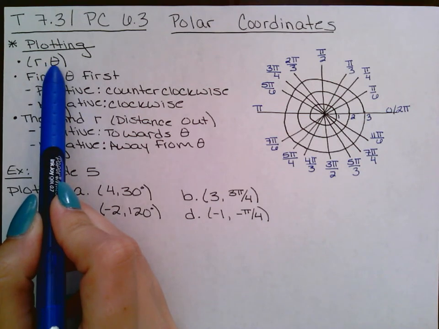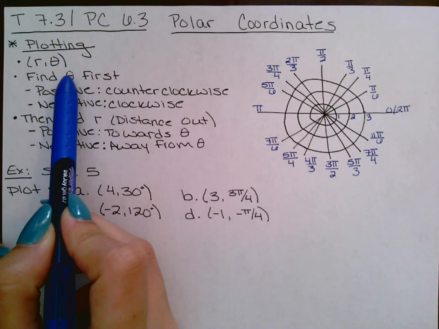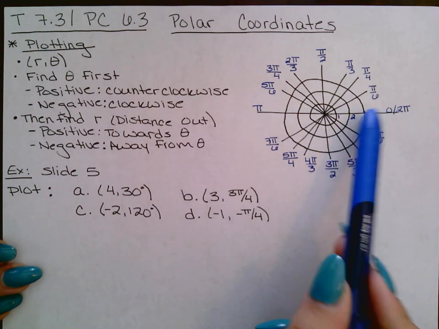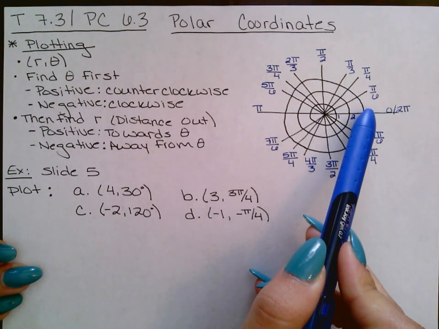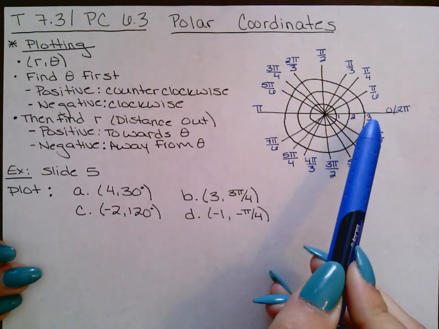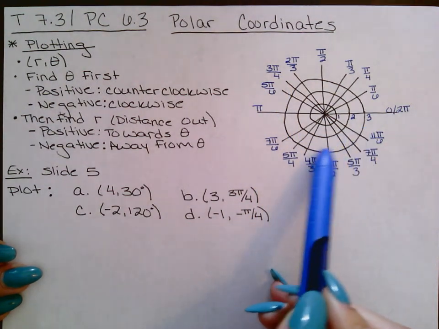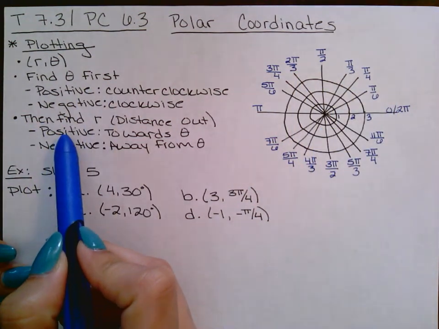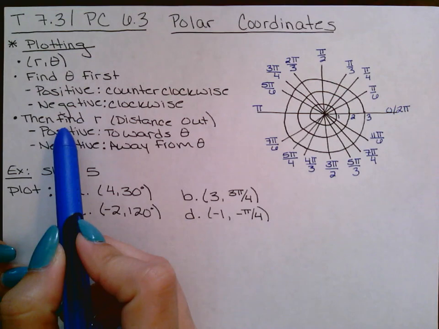I want you to look at the theta first. It's going to work just like your unit circle, which is what I drew here. And if I give you a positive theta, just like your unit circle, you're going to go counterclockwise. And if I give you a negative theta, you're going to go clockwise. Okay? So now, once you spot your theta, you're going to find your r.